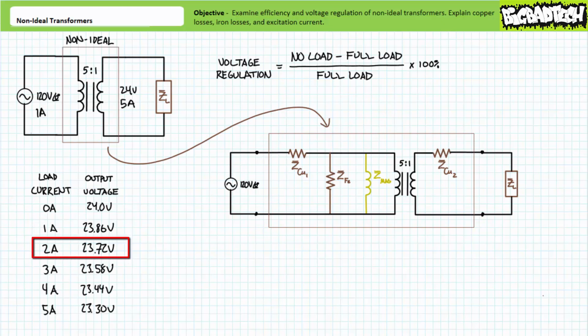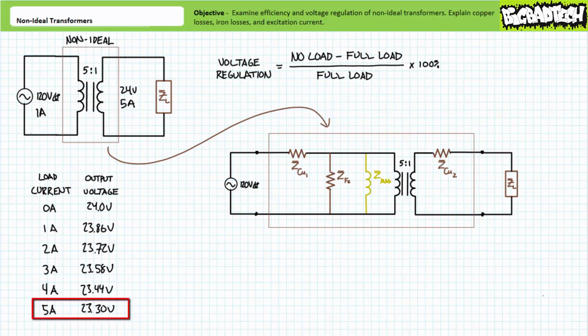When 2 amps of current is drawn from the secondary by the variable electrical load, the transformer appears to have an output voltage of 23.72 volts. Output voltage again slightly dropped at this condition of increased current demand. When 3 amps of current is being drawn from the secondary by the variable electrical load, the transformer appears to have an output voltage of 23.58 volts. Output voltage continues to drop. When 4 amps of current is being drawn from the secondary by the variable electrical load, the transformer appears to have an output voltage of 23.44 volts. Output voltage continues to drop.